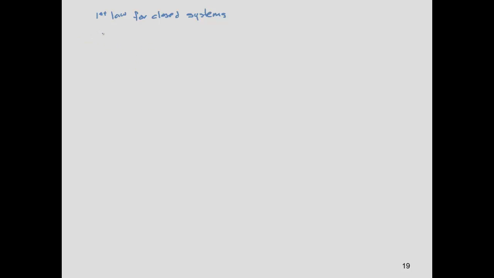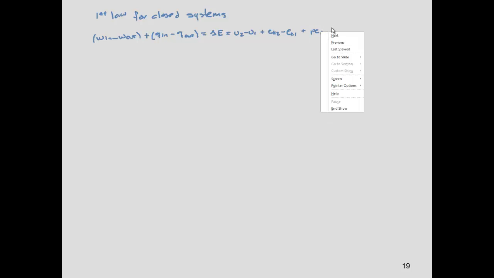We're going to start by working on specific quantities. Work in minus work out plus Q in minus Q out equals the change in energy, that we know is U2 minus U1 plus kinetic energy 2 minus kinetic energy 1 plus potential energy 2 minus potential energy 1. We can disregard this since we are not going to move the whole system or change altitude.